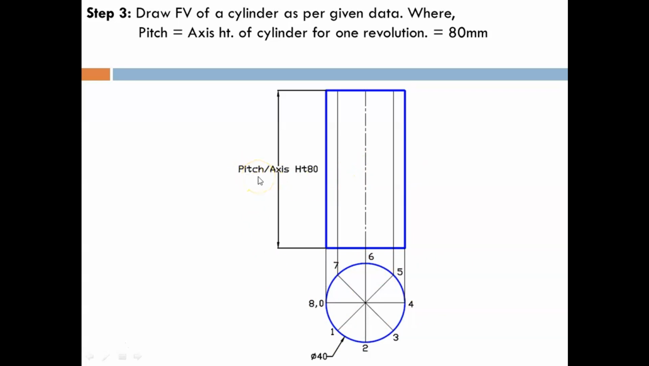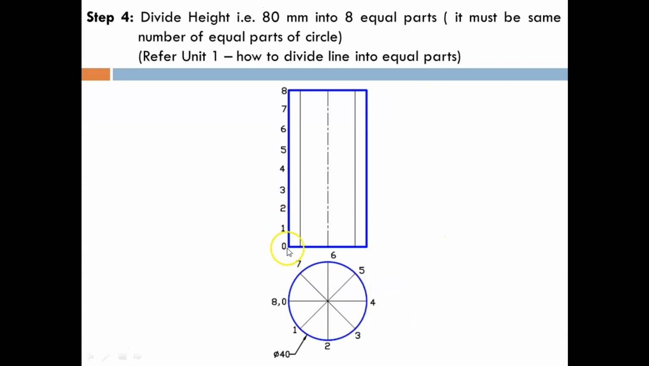If pitch is given in the question, consider this pitch as the axis height only. If only axis height is given, then take it as it is. But if in the question both axis height as well as pitch are given, then draw the front view of the cylinder with the axis height, but consider the pitch for drawing the smooth curve, considering 1 revolution of the particle along the cylindrical surface. Now divide this height into 8 equal parts. This number of divisions must be equal to the number of divisions of the circle. So if you divide the circle into 12 parts, divide the axis height into 12 parts. If it is 8 parts, then divide this into 8 parts.